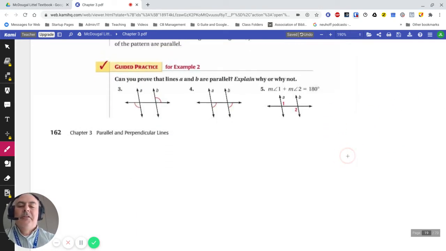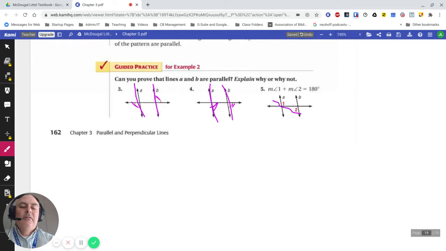So I have a situation here, some examples. Let's see if we can figure out for sure whether we know these lines are going to be parallel. Well, in this case, I have alternate exterior angles. They're shown to be equal. I know the lines are parallel. In this case, I have corresponding angles. Again, they're shown to be equal, and so I know my lines are parallel.